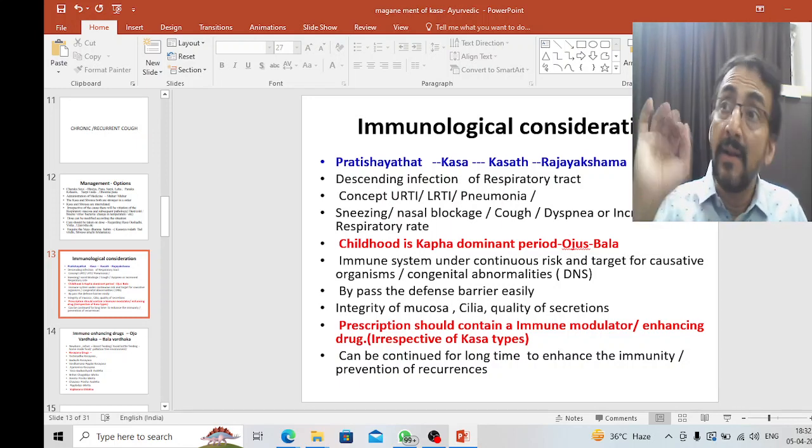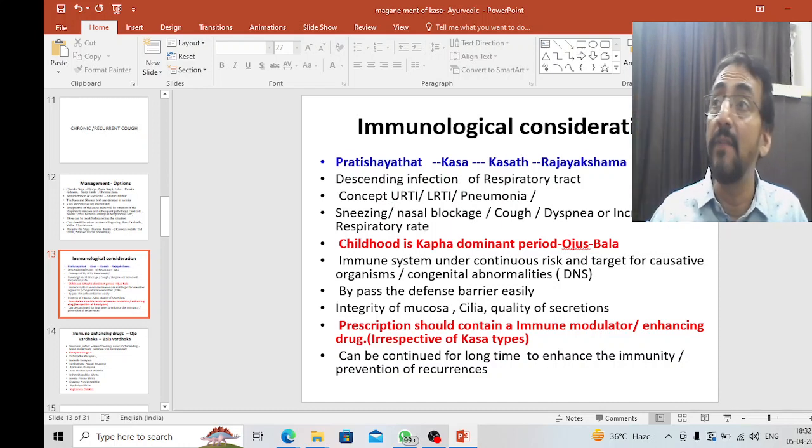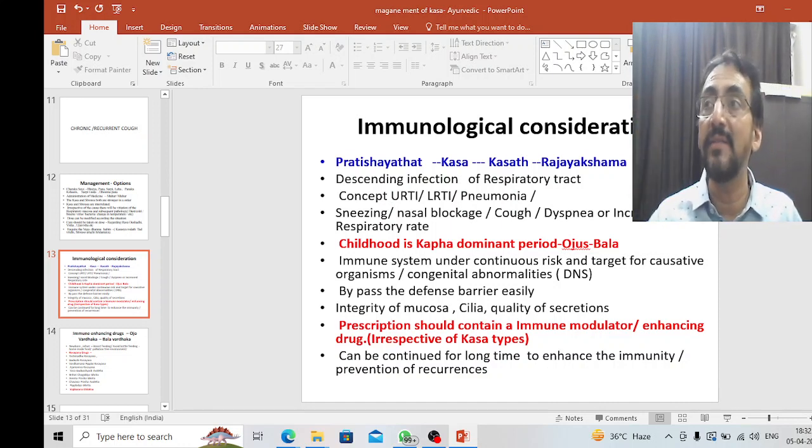That is how an untreated upper respiratory tract infection leads to pneumonia, because pneumonia is a disease of the parenchyma; the lung parenchyma is involved in pneumonia. When pneumonia starts, the cough disappears and there will be breathlessness. So in Pratishaya, nasal discharge is more. In Kasa, cough is more. And in Rajayakshma, cough and nasal discharge both disappear, and then breathlessness and some other problems start.